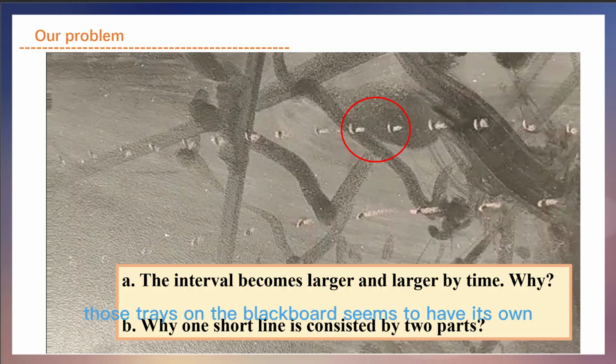As we can see, those traces on the blackboard seem to have their own rules, but why the interval becomes larger and larger over time, and why one short line consists of two parts, we will explain later.